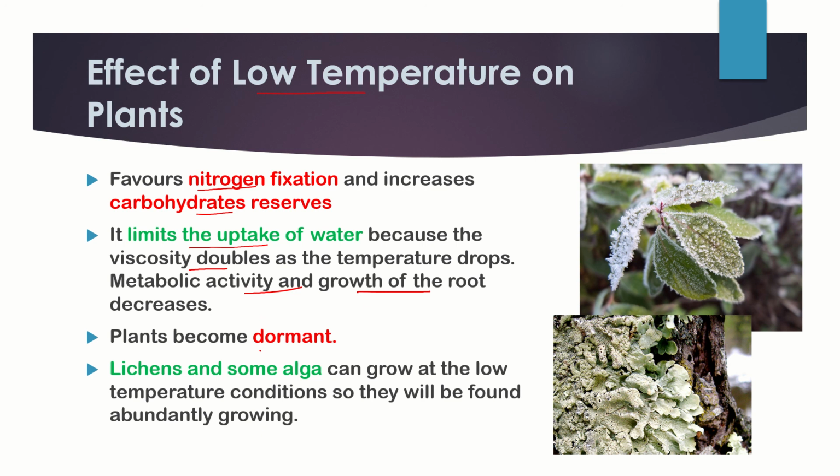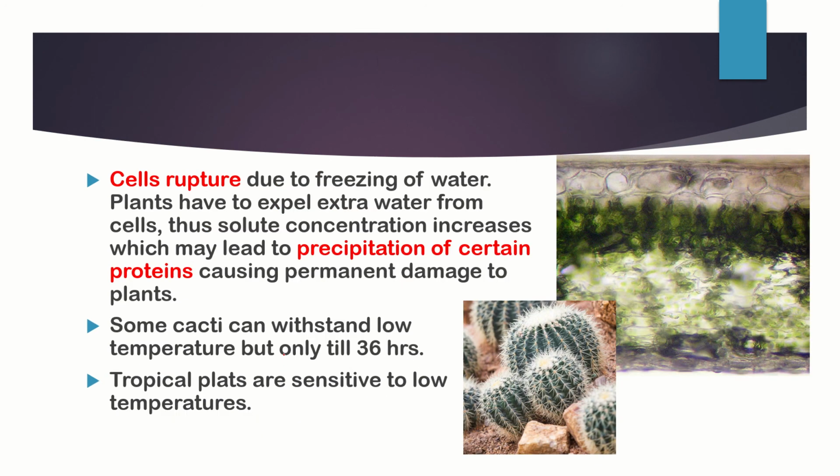Then what option will plants have? They will become dormant, because temperature is not favorable for their growth. Then we have certain plants which can grow in such conditions, like lichens. They are found at low temperature conditions. There are few algae also which can be seen associated with the ice environment, with the snow environment. So they can abundantly grow in such habitats.